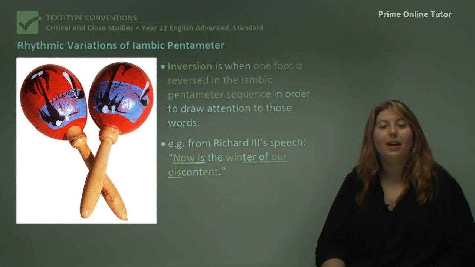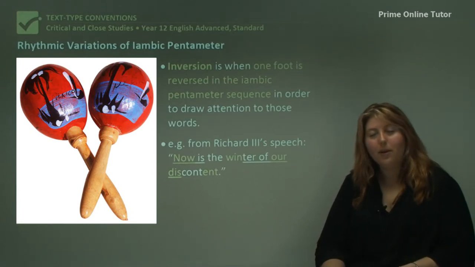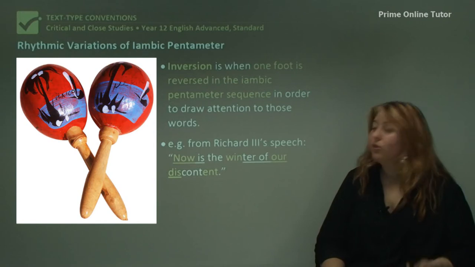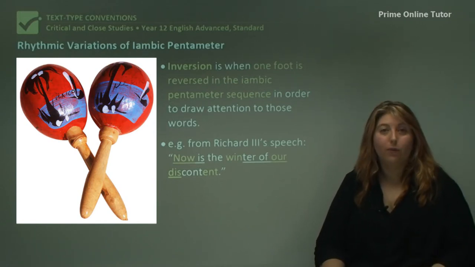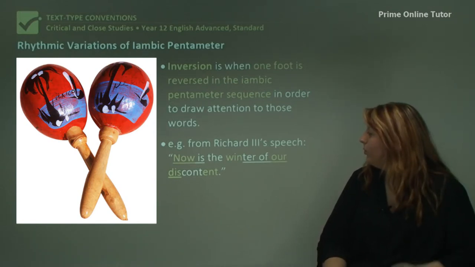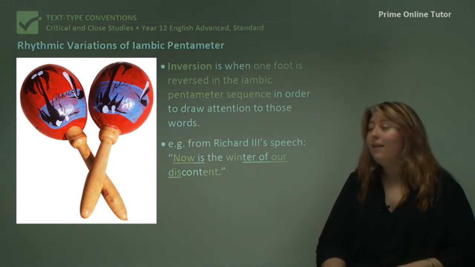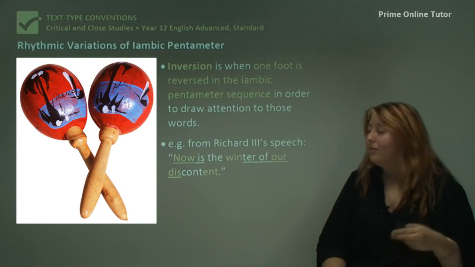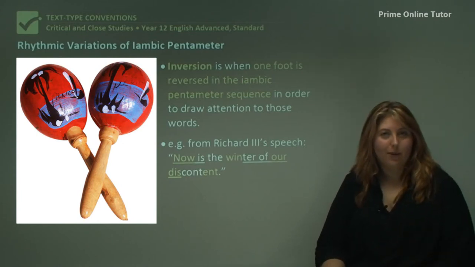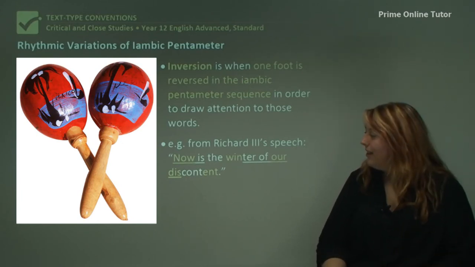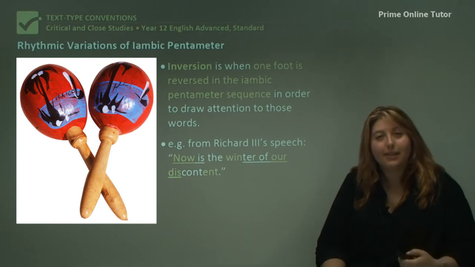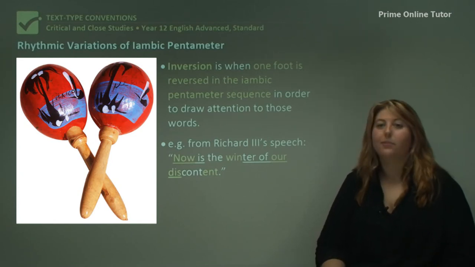So normally we would start with a soft sound first and then end with a hard one, but here we've got "now" as stressed, so that's the first syllable, that's a reversed foot. And then when we get to "winter of our," we can see that we've got two soft sounds together, and then to make up for it we have to have "our dis," which is emphasized as well. So what Richard really wants to say is that he's unhappy, so that's why discontent has to be emphasized.